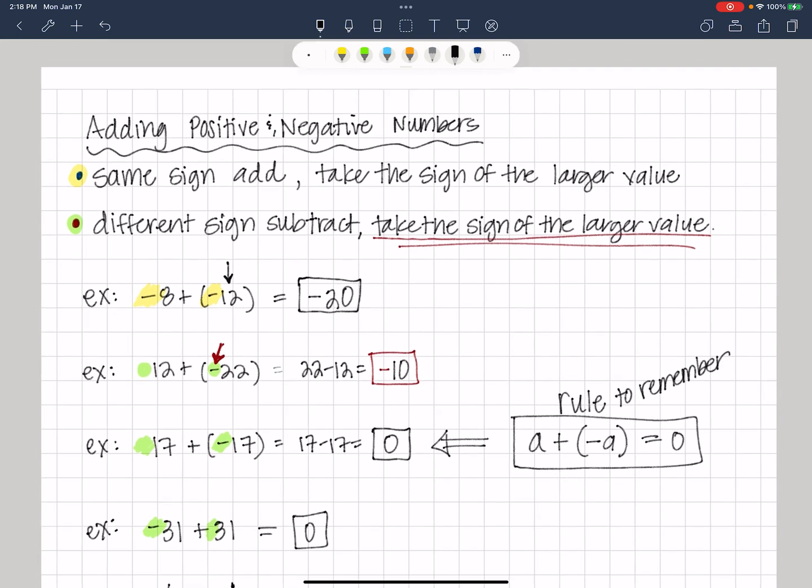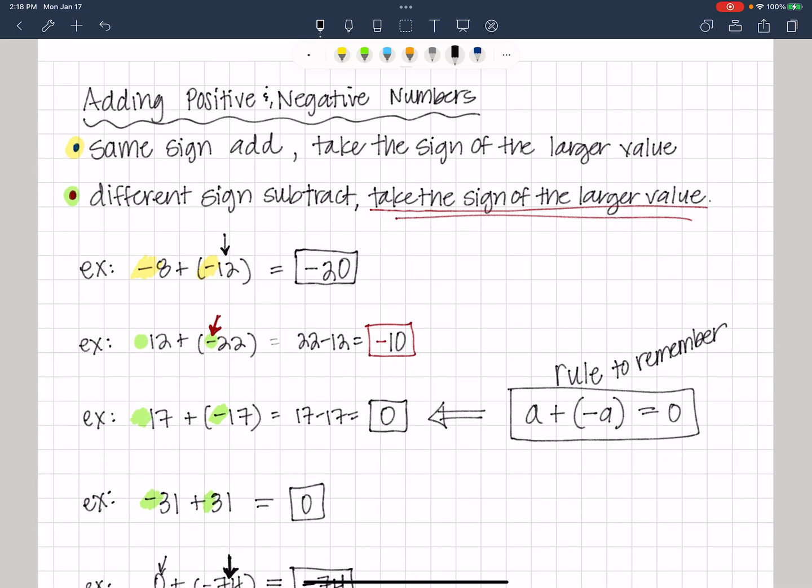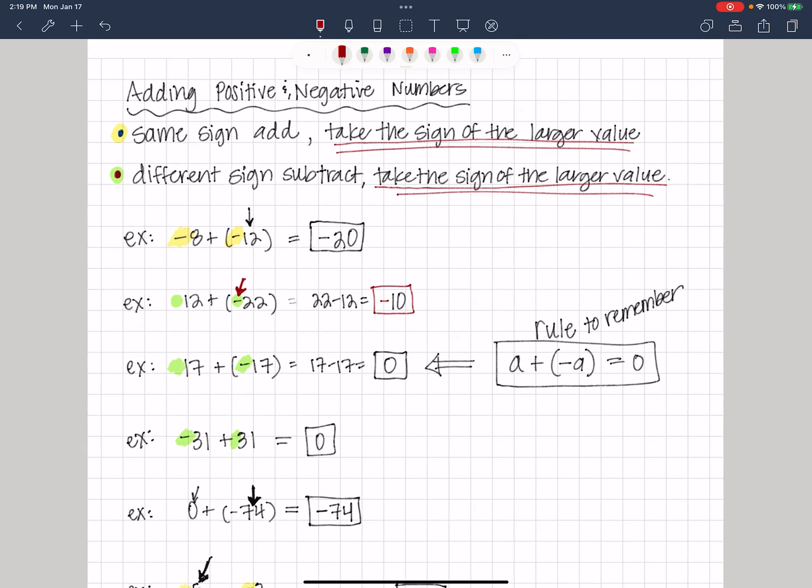So these two rules: same sign, add; different sign, subtract. If you can recognize whether the two values have the same sign or different signs, then you'll know whether to add or subtract. And always remember that you take the sign of the larger value. And that's adding.